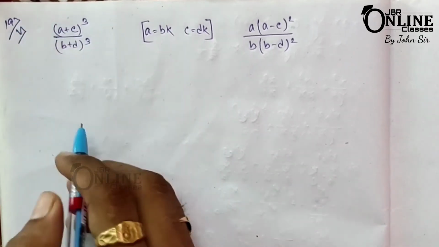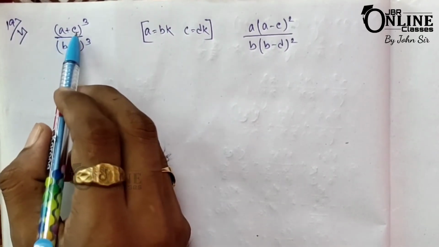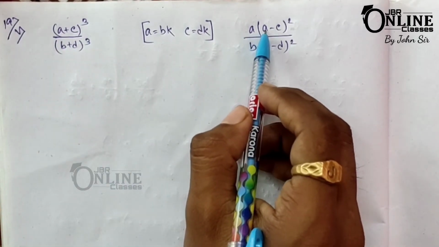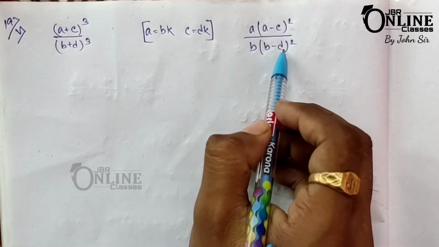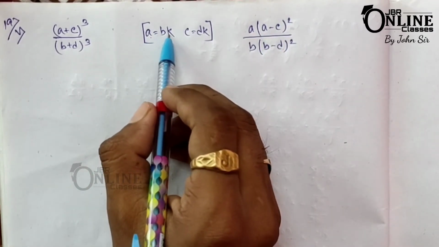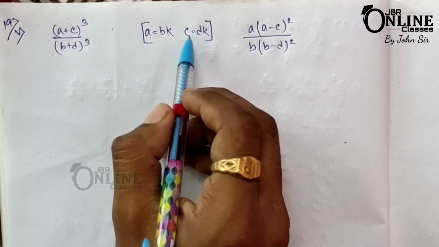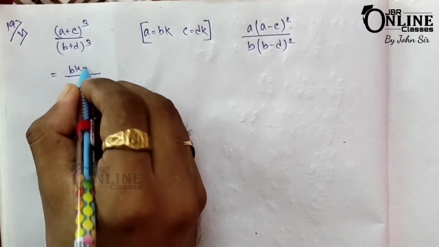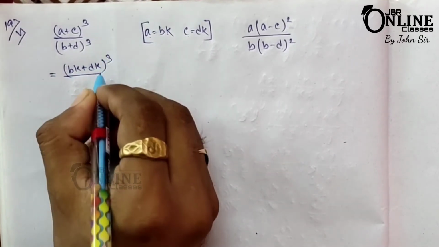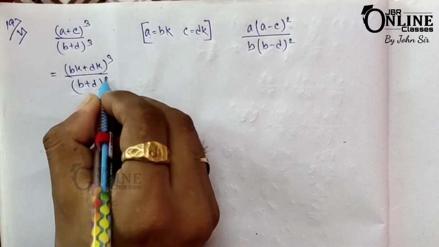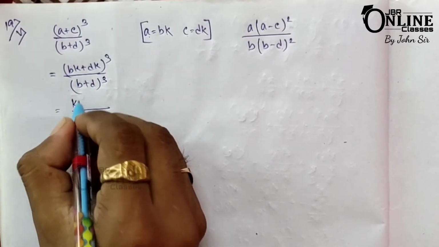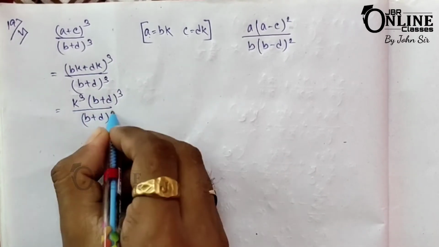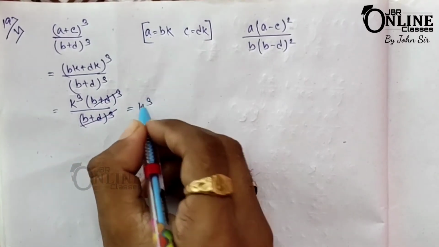Now 19(5). Okay, so in 19.5, in the left hand side (a plus c) whole cube by (b plus d) whole cube, and right hand side a into (a minus c) whole square by b into (b minus d) whole square. Now you know that a equals bk and c equals dk. Now I am going to put down this value. So here a plus c, that means (bk plus dk) whole cube divided by (b plus d) whole cube. Now if k will be common, it becomes k cube, and here (b plus d) whole cube. Then here also (b plus d) whole cube, so it cancels out, and the final answer is k cube.